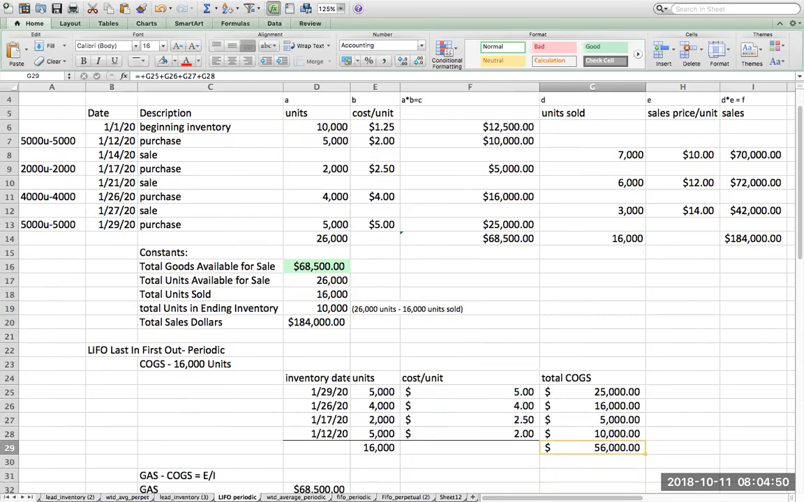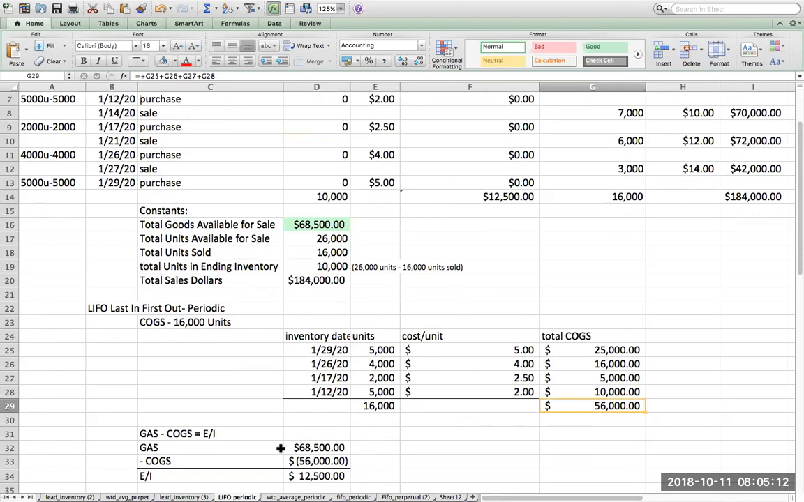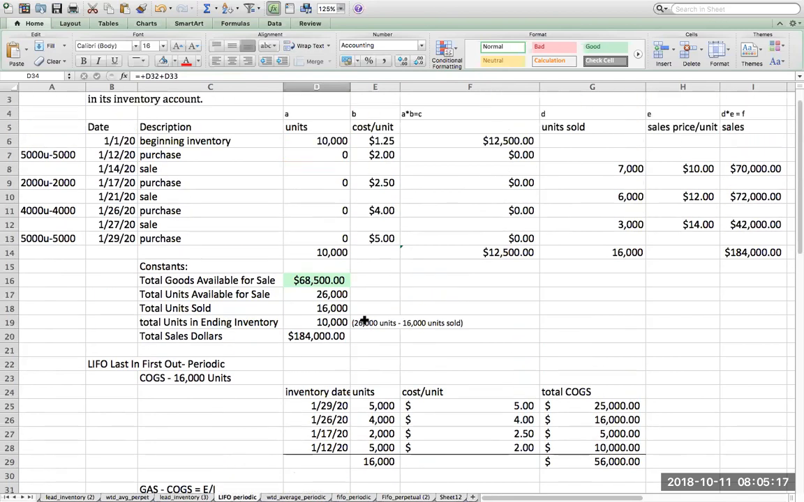We went through here and we assigned it to cost of goods sold, and kind of going back to what we did for LIFO periodic, we did last in, first out. We took all of these amounts here. We then expensed these to cost of goods sold, and we ended up with $56,000. And again, what you're going to notice is that if we expense this $56,000, we should have $12,500 left, which happens to be what is in our beginning inventory. Okay, so that is LIFO periodic.